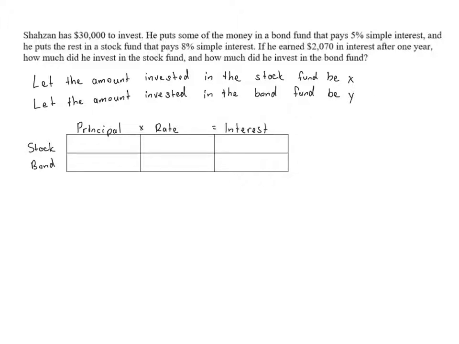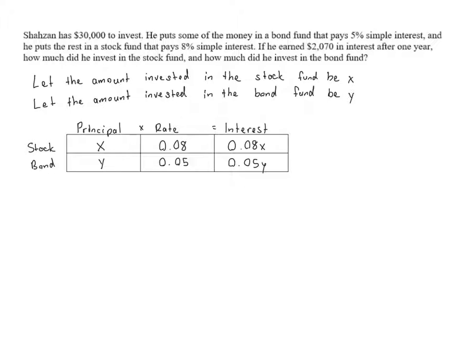We need to start in the upper left-hand corner. We've got the principal in the stock fund. And if we look at our let statement, we said that the amount invested in the stock fund was X. So that means that this quantity is X. And then the principal for the bond fund, that's the amount invested, is going to be Y. The rate for the stock fund, we're told, is 8%, and as a decimal, that's 0.08. The rate for the bond fund is 5%, so that's 0.05. And because interest is principal times rate, we can multiply in each row the principal times the rate to get what goes in the interest cell. So in the first row, x times 0.08 is 0.08x. And in the second row, y times 0.05 is 0.05y.